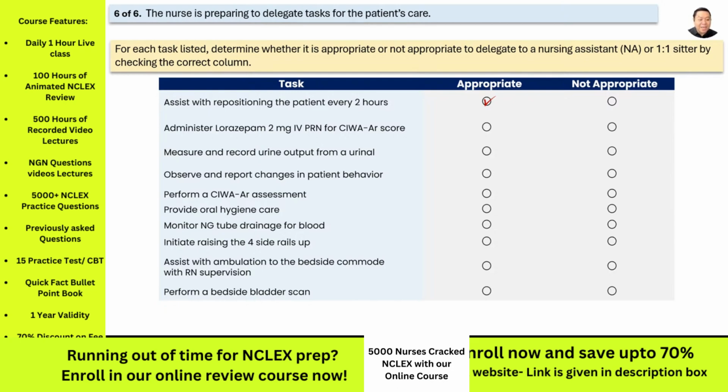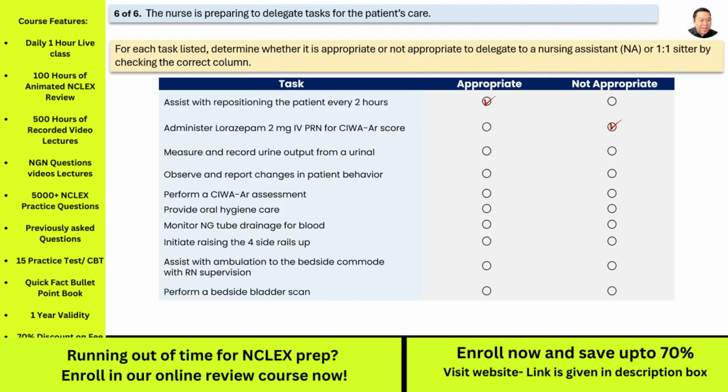Obviously, not appropriate, right? Because this involves administration of medication, IV. This is something that is more appropriate to be done by an RN, okay? This is not within the scope of practice for a nursing assistant or a one-to-one sitter. This will involve assessment and evaluation of the patient's responses to the medication.